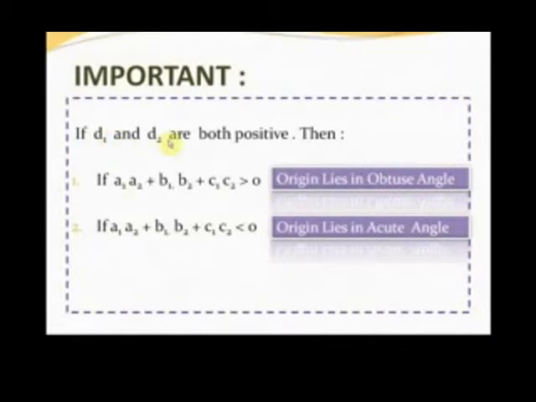Whenever you are asked to find whether origin lies in the obtuse angle or in the acute angle, first make d1 and d2 both positive and then find out the value of this expression. If this comes out to be positive, then the origin lies in the obtuse angle, and if the value of this expression is less than 0 or is negative, then origin lies in the acute angle.